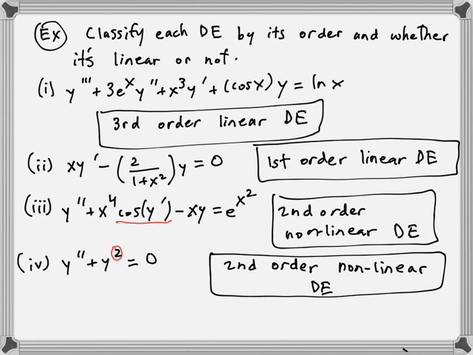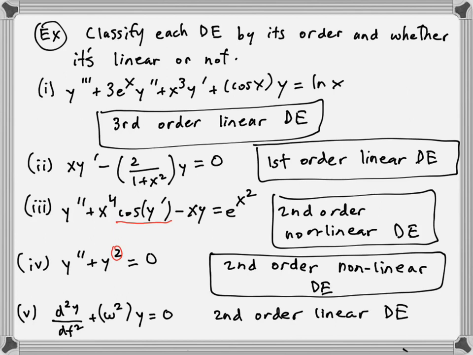Okay, one more. How about this one? Second derivative of y with respect to t plus omega squared times y equals 0. Second order because we do see a second derivative. And this is linear, right? Because the y's or the derivatives of y are not being squared. So this is a second order linear differential equation.